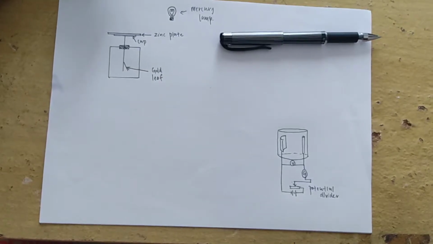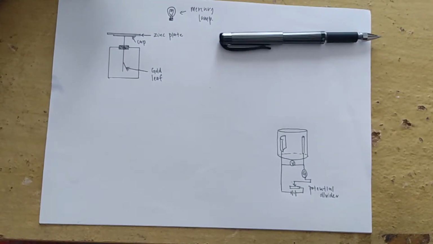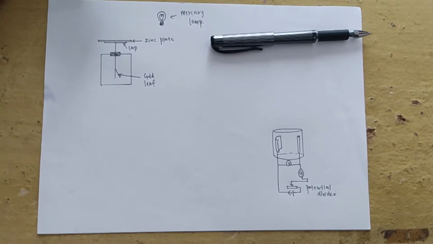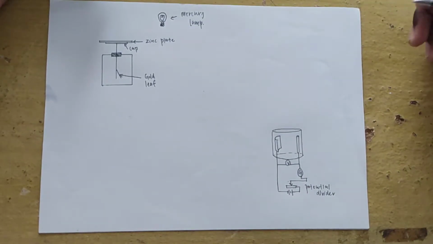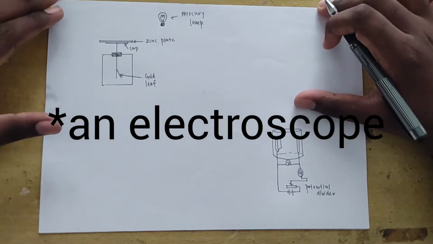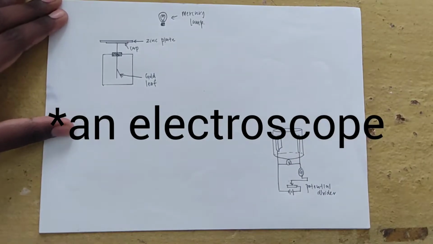Einstein won his Nobel Prize because of his work on the photoelectric effect that we are going to take a look at today. And so let's just jump straight into it.